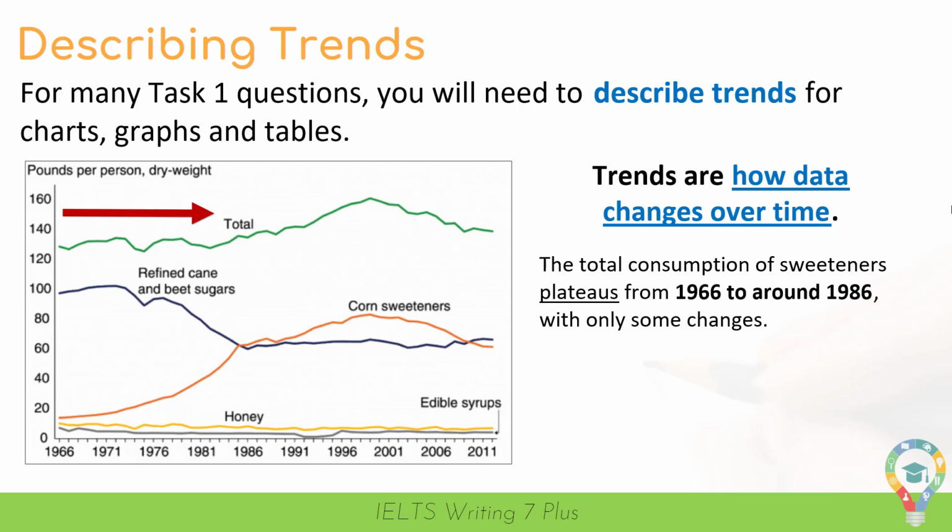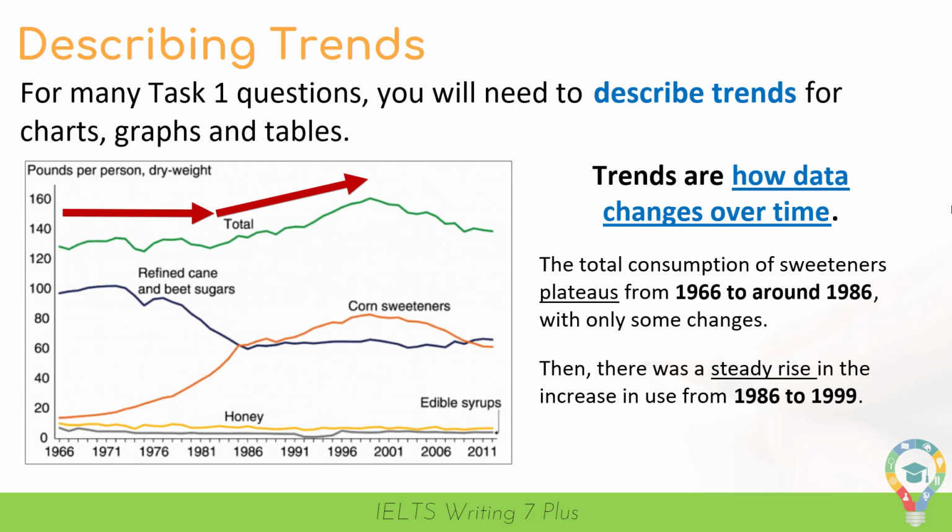Let's move further along this piece of data, the total data value that we have from 1986 onwards. So here is the arrow on the line graph, and let's read our example sentence. Then there was a steady rise in the increase in use from 1986 to 1999. So really these two sentences link very nicely, and I've described two thirds of the whole data for this line in green, the total. And quite simply, I'm describing the trend of the data over time.